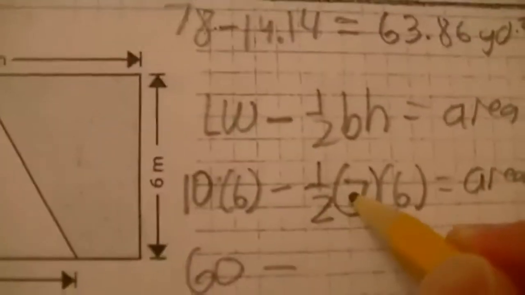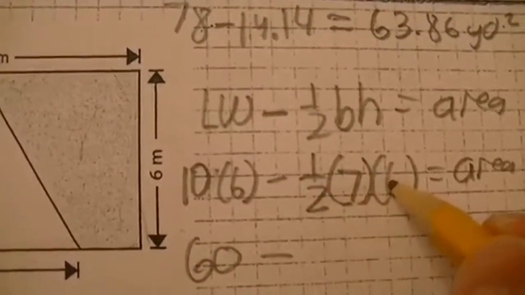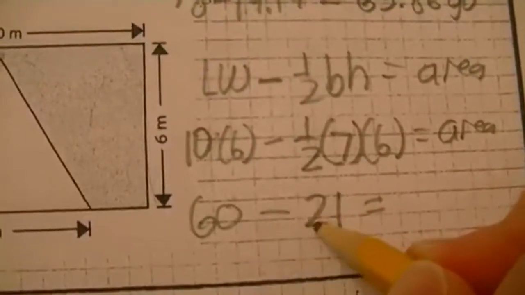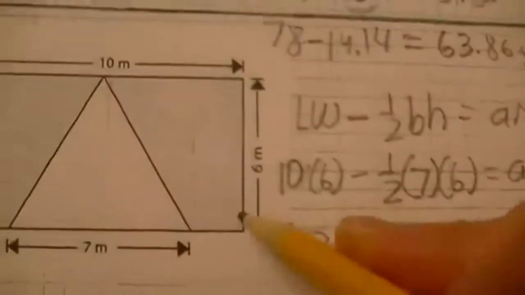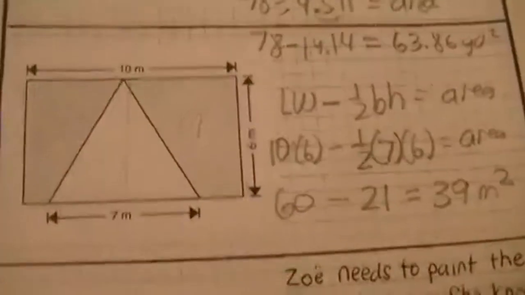See, I can go half of 7, but in my head I like it better if I do half of 6. That makes more sense in my head. Half of 6 is 3, and then 3 times 7 is 21. And 60 minus 21 should be 39 meters squared is the area of just the shaded region.